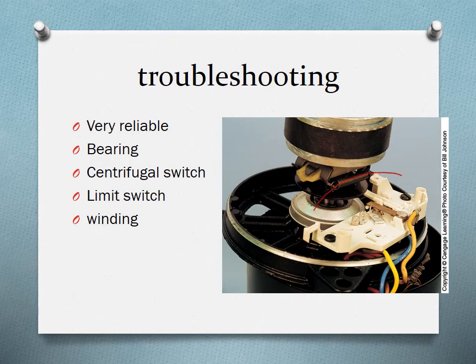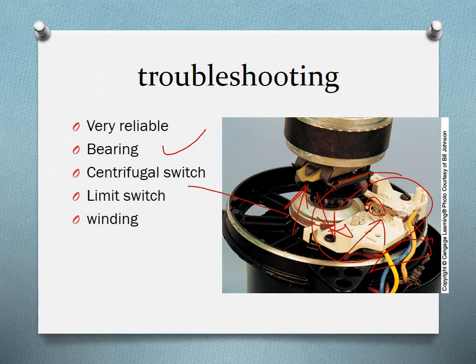This is the centrifugal switch. As you can see, this is the contact, and as we spin, we produce a force that will push this switch upward, and by doing so it will click, it will pull this up, and it will disengage my startup winding. So they're very, very reliable, and the bearing could be an issue. The bearing is what holds the rotor in place.